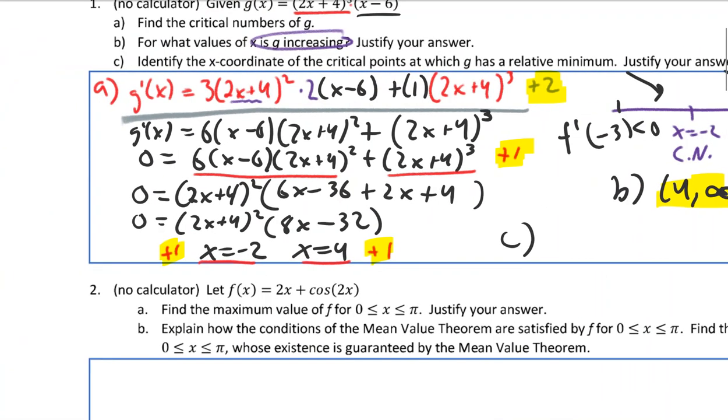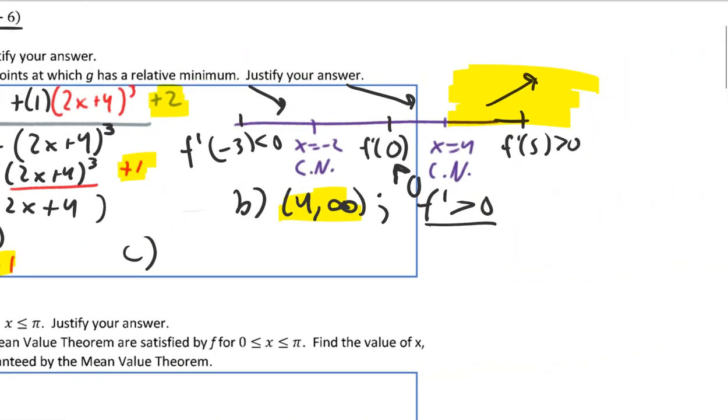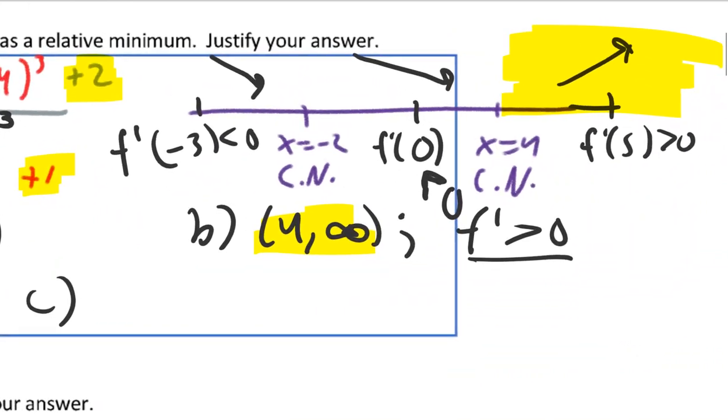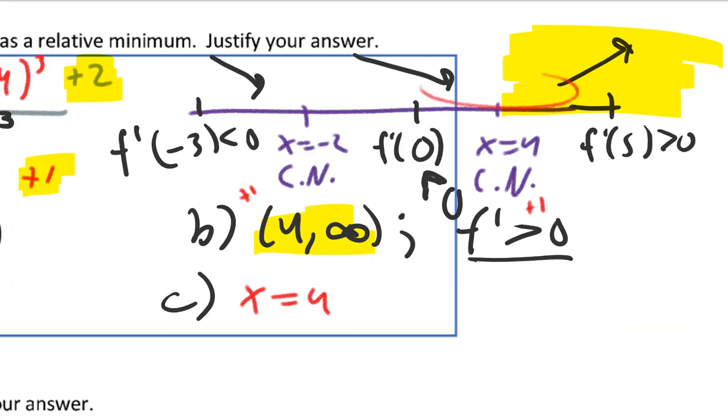Okay, and then last one, identify the x coordinates of the critical points which have a relative min. Justify your answer. So this line chart is paying off again because we can just glance at it and see that there is a relative min. Where's the relative min going to be? X equals 4. We can see it right here. And why is that a relative min? Because the first derivative goes from negative to positive.